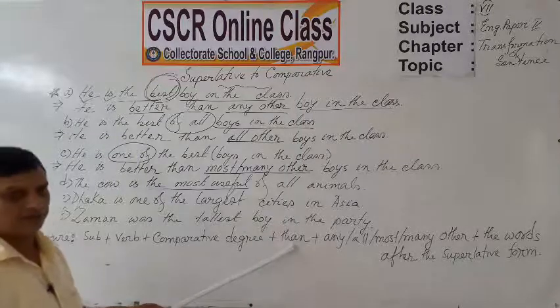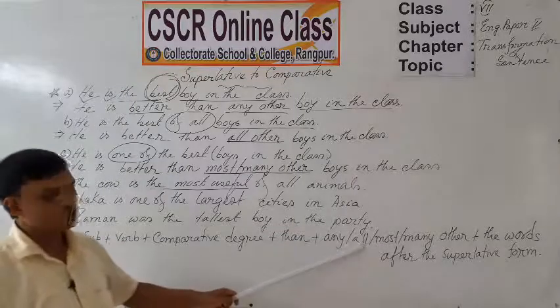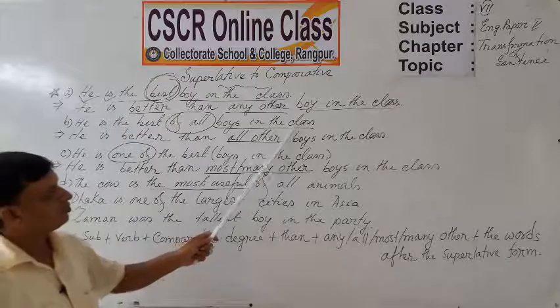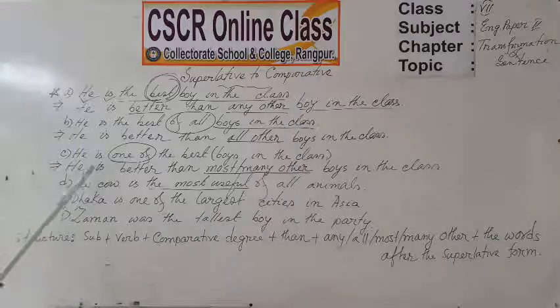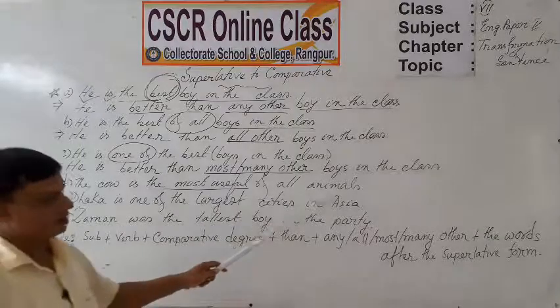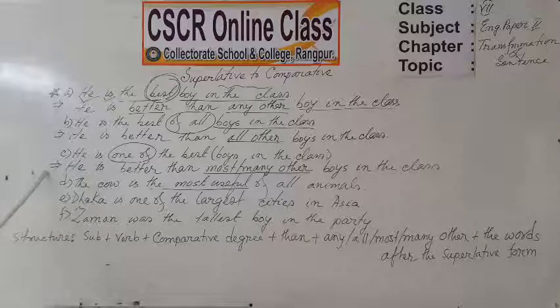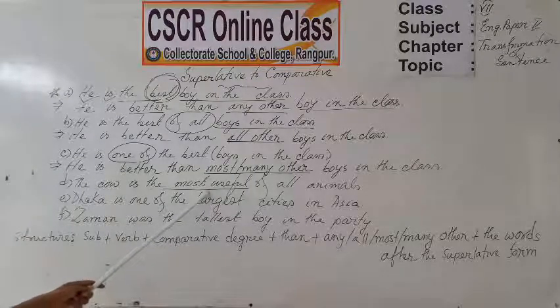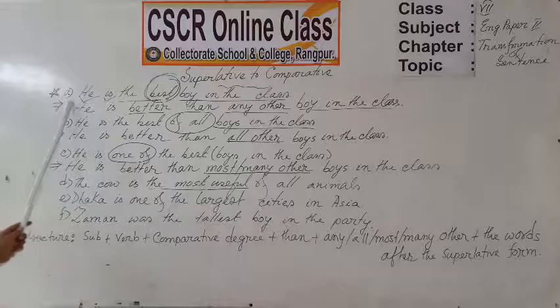Then you will write then, right? Then as in B you will write all other. All other. Then the words after the superlative structure, as in B: the cow is more useful than all other animals. Yes, dear students, if your sentence is "the cow is the most useful animal", then you will turn it into a comparative one as in A.